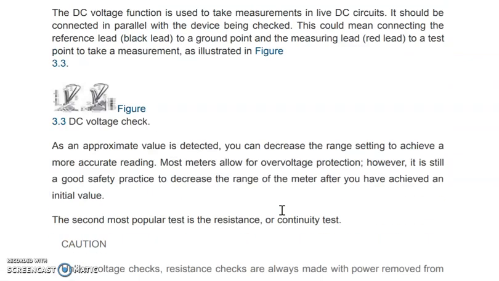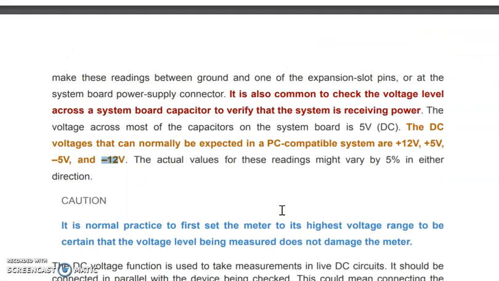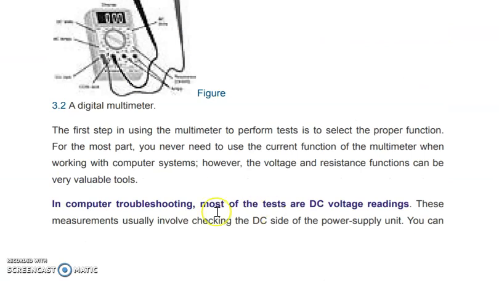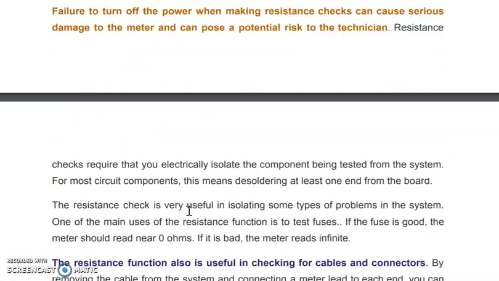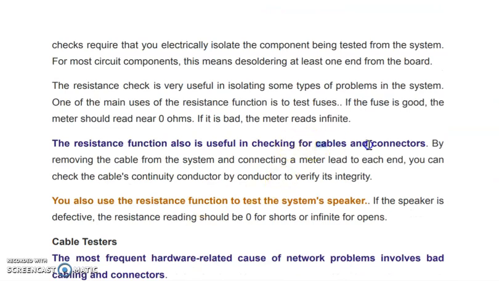It is used for checking whether the different components related to the power supply unit are working properly or not, that is, whether your SMPS is working. It will even check whether the cables and connectors, the ports, are properly connected or not. There is also one resistance function.